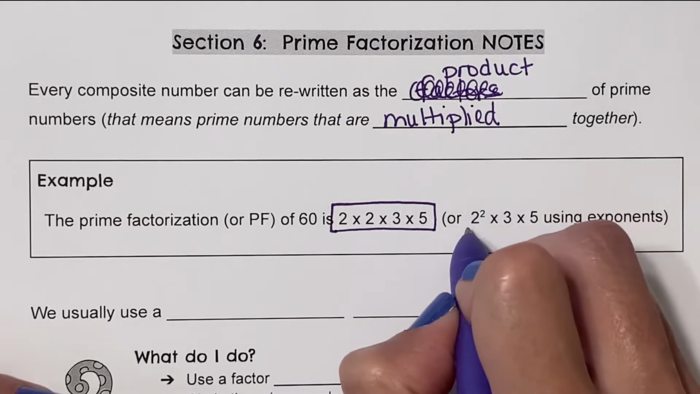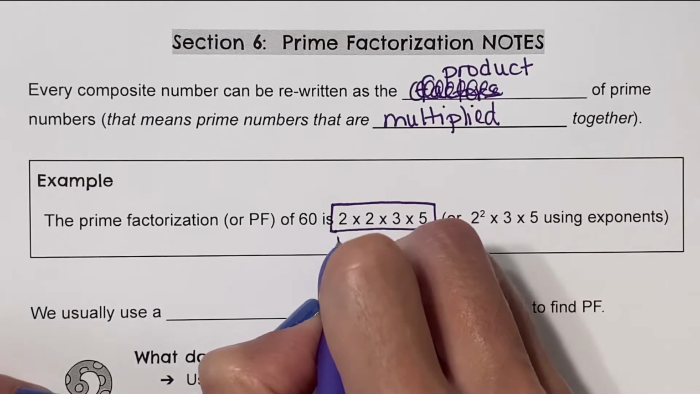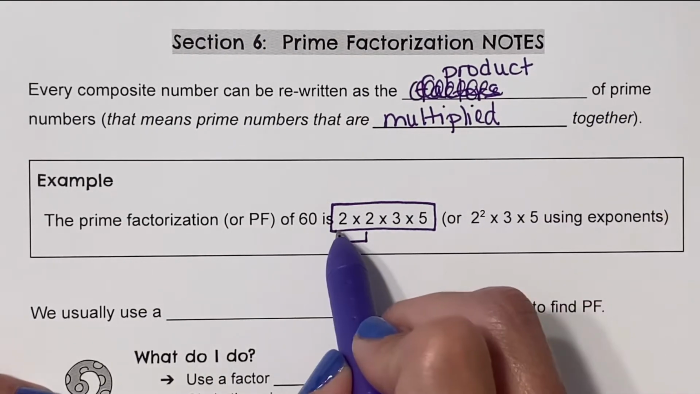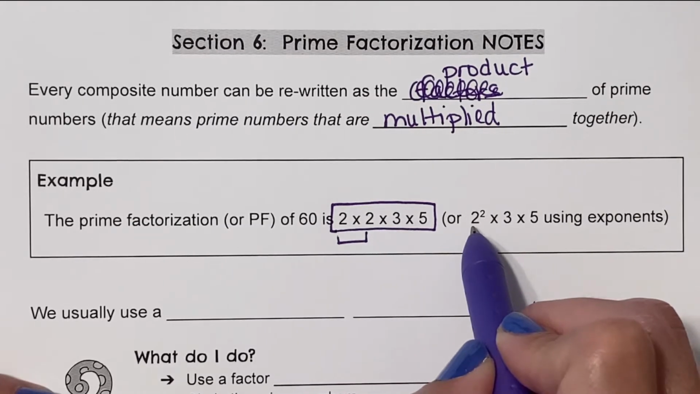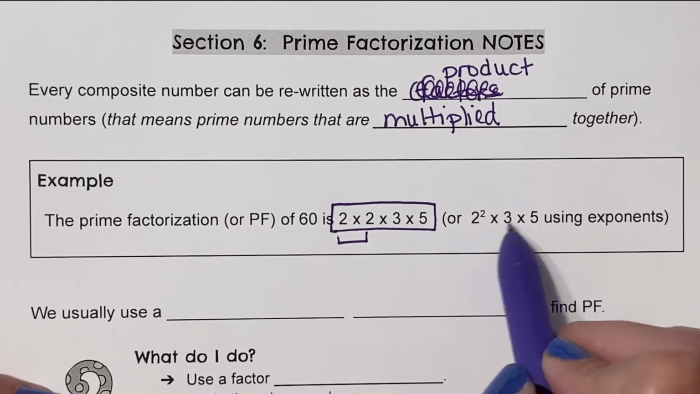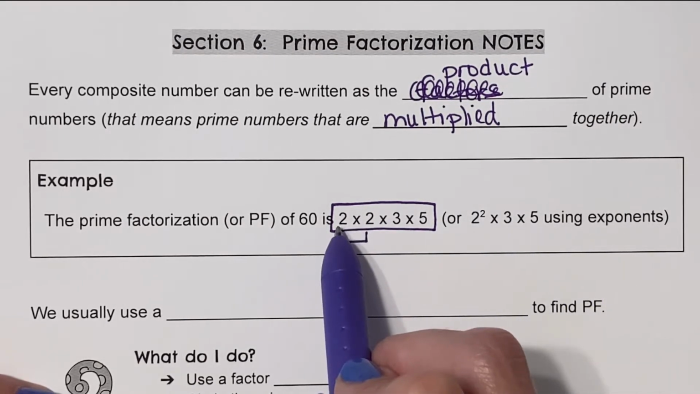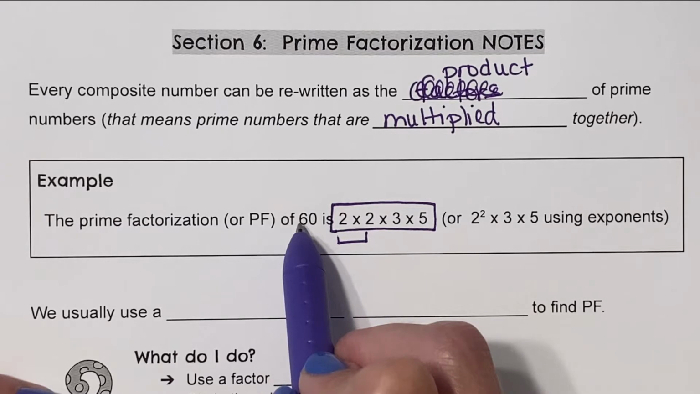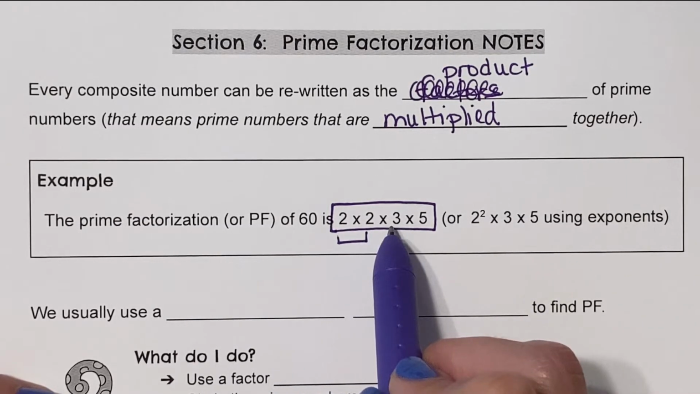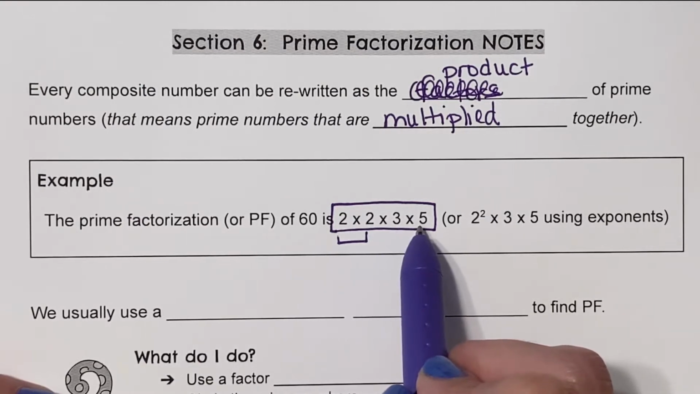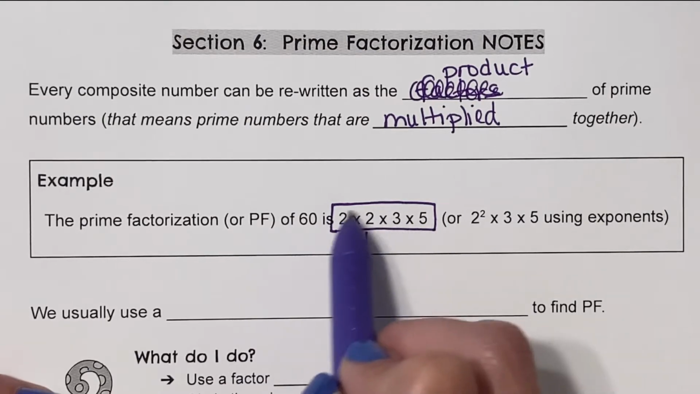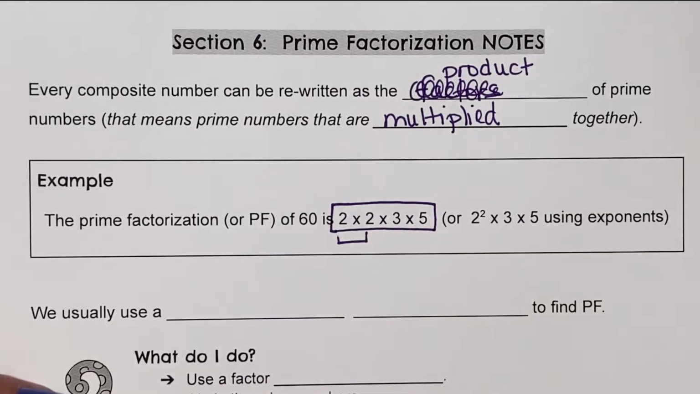Now, another way of listing this out, whenever we have repeated numbers, we like to write them using exponents. So 2 times 2, I'm going to say 2 to the second power. I have two 2s, times 3 times 5. Now, does 2 times 2 times 3 times 5 equal 60? It does. 2 times 2 is 4. 4 times 3 is 12. 12 times 5 is 60. So these numbers multiply to get 60. This is just another way of showing 60.